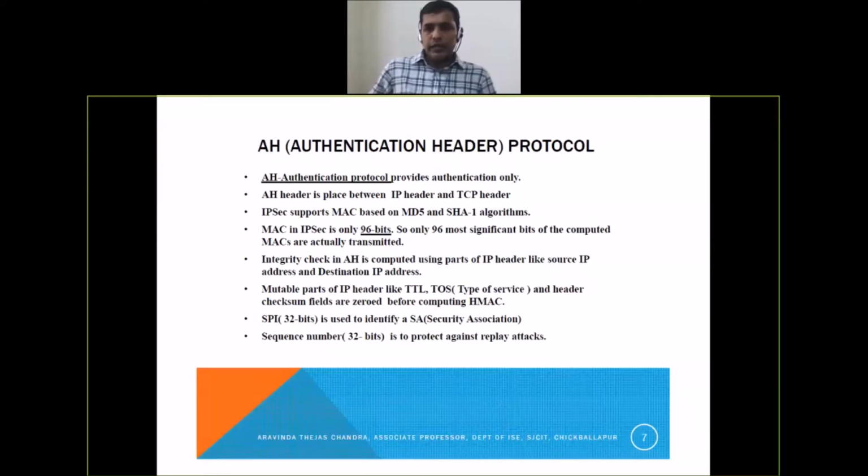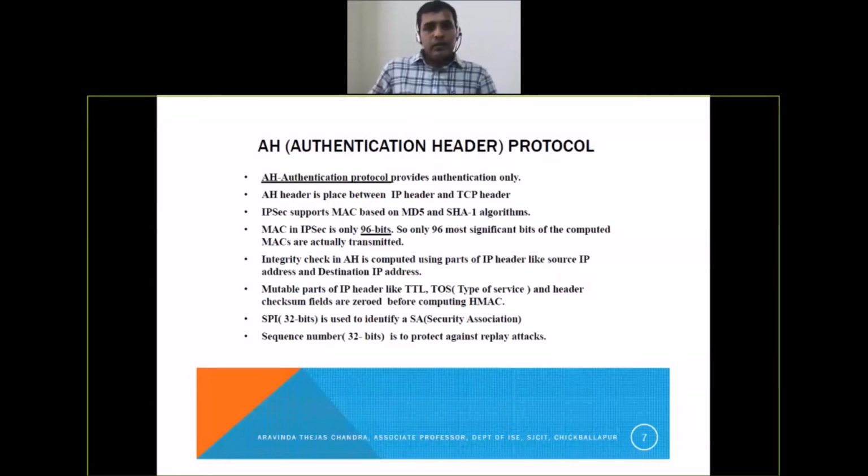Okay. So to summarize, AH provides authentication and the security association is identified by the 32-bit SPI. HMAC is used to provide authentication, using the source and destination IP address, whereas the remaining mutable fields like type of service and time to live are made zero before we compute HMAC. Okay, and the sequence number is used to prevent replay attacks.